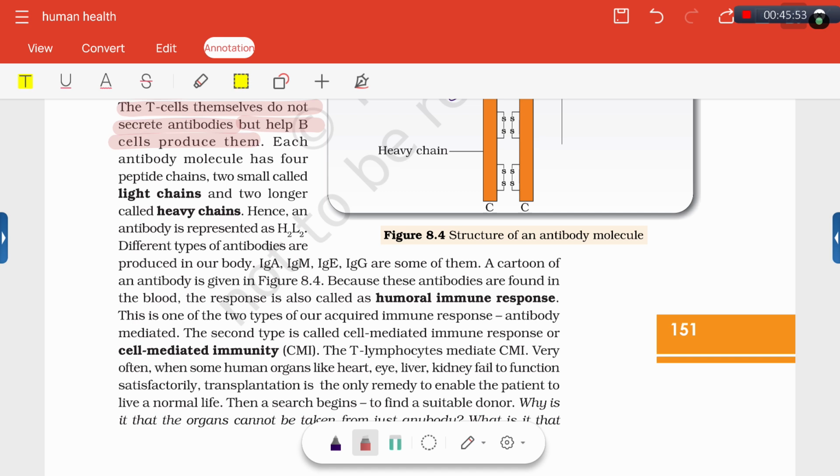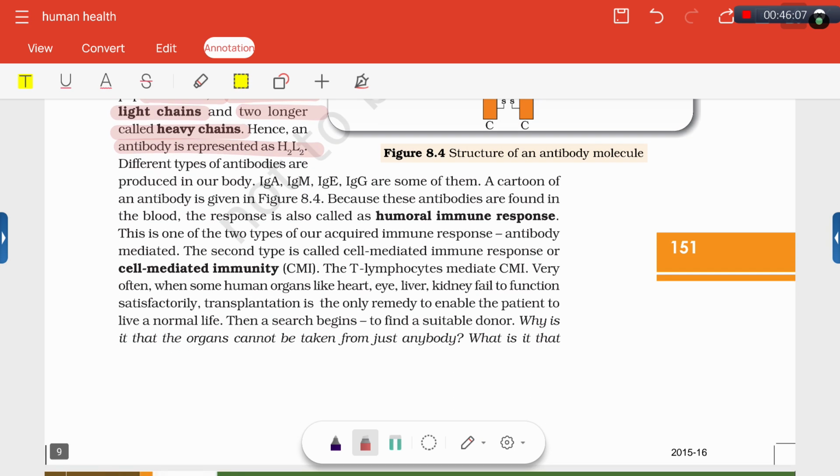Each antibody molecule has 4 polypeptide chains, 2 small called the light chains and 2 long called the heavy chains. Hence, antibody is H2L2. As many as about 5 different types of antibodies are produced in our body. The main obvious feature is that antibodies can pass through the placenta.